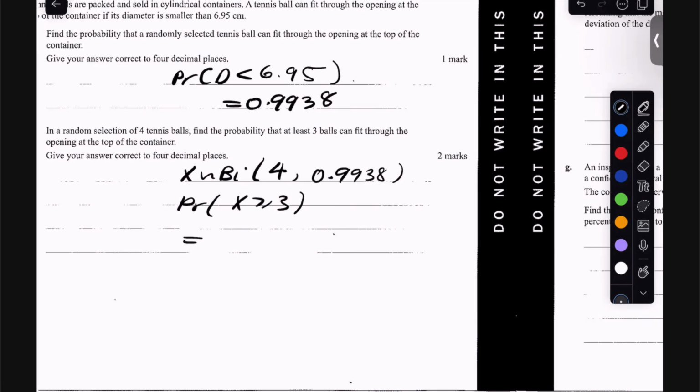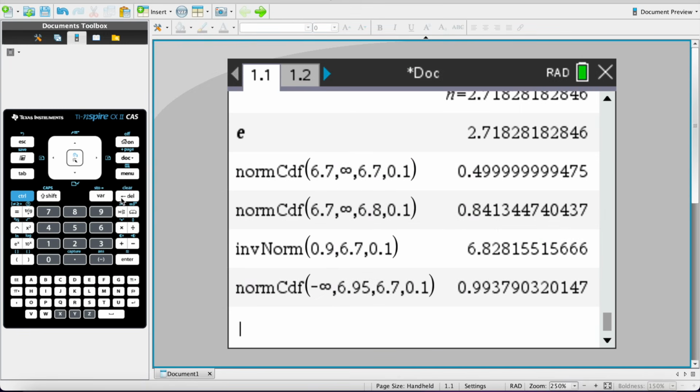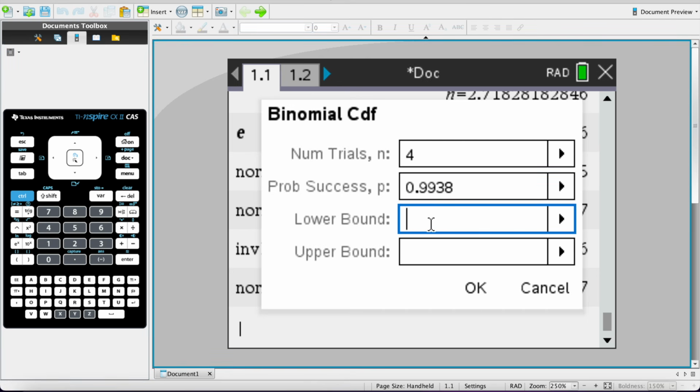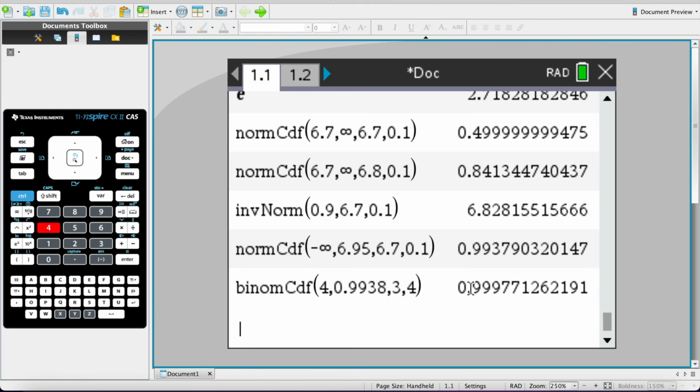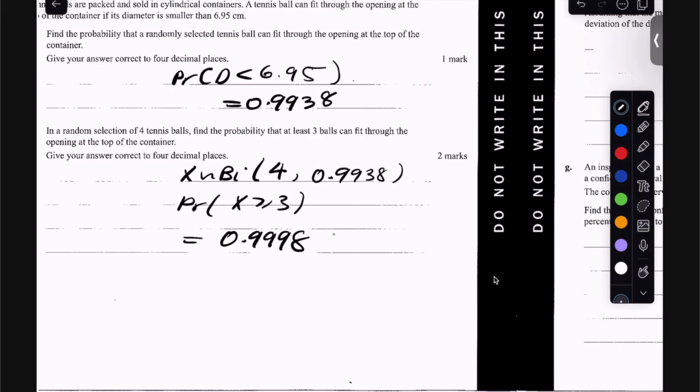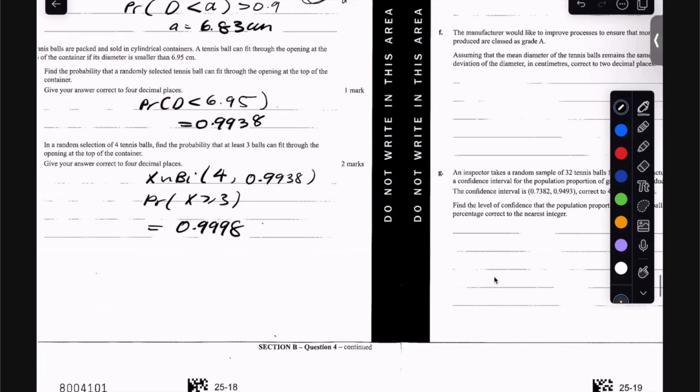and that's equal to, if we do menu 55B this time, binomial CDF, and we have 4 trials, and the probability of success was 0.9938. The lower bound is 3 and the upper bound is 4. That's 0.9998. So I just want to make sure that that's fine. So instead of putting that value, I'm going to put the full value up here. Yeah, and okay, 0.9998. Wow. Very likely. I hope I didn't make a mistake. Well, it should be fine.